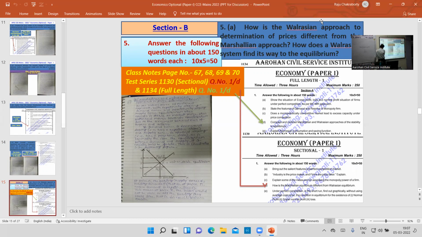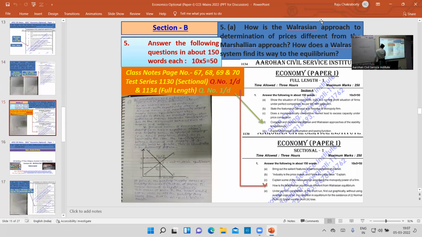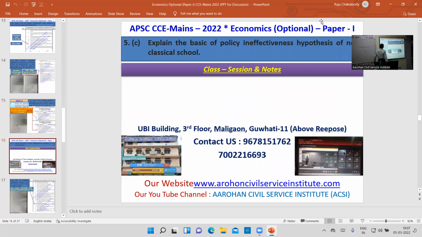Next, 5C. This is another compulsory question of Group B. Explain the basic policy ineffectiveness hypothesis of the classical school. We also discussed this in class.